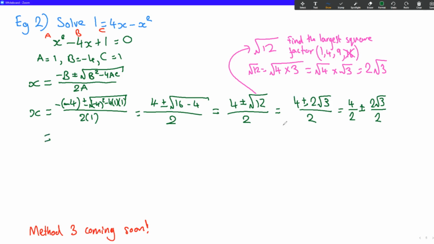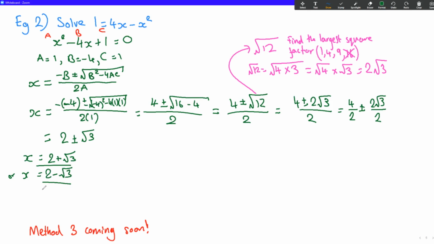So now 4 divided by 2 is 2, and 2 root 3 divided by 2, well, the 2s cancel out, so we just get plus or minus root 3. And now we can write our two different values, so we get x equals 2 plus root 3, or x equals 2 minus root 3.